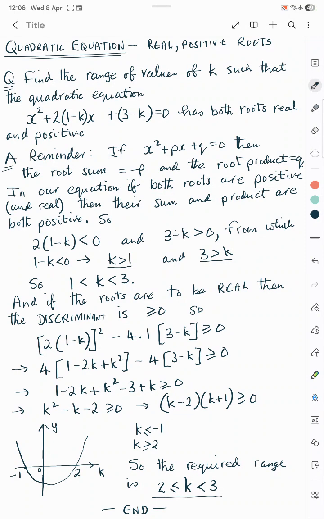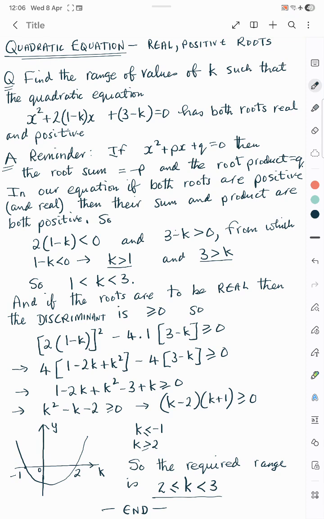Greetings. In this video, I want to deal with the roots of a quadratic equation, and this particular question is fairly routine and appears regularly on examination papers. The question is to find the range of values of k such that the quadratic equation x squared plus 2(1 minus k)x plus 3 minus k equals 0 has roots which are both positive and also real.